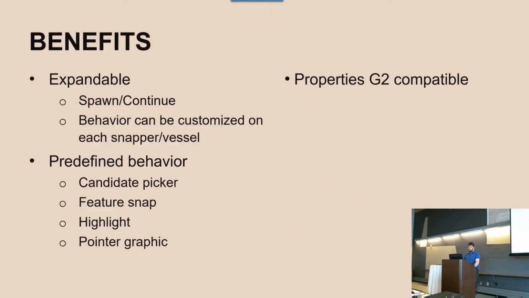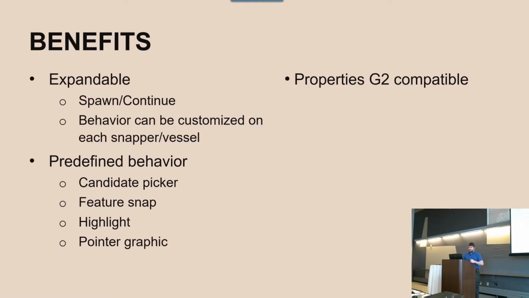So the benefits of animation G2, it is very expandable. So you can spawn and continue. So you can do an animation and it'll automatically continue after you're done with the previous animation. The behavior can be customized on a snapper or vessel basis. So whatever snapper you're operating on, it can modify the behavior, and the vessels that you're using can modify the behavior as well. So then we also have predefined behavior in animation G2, which is the candidate picker. That's there by default specifically for the tool animation G2. This will pick any snapper that isn't the floor.